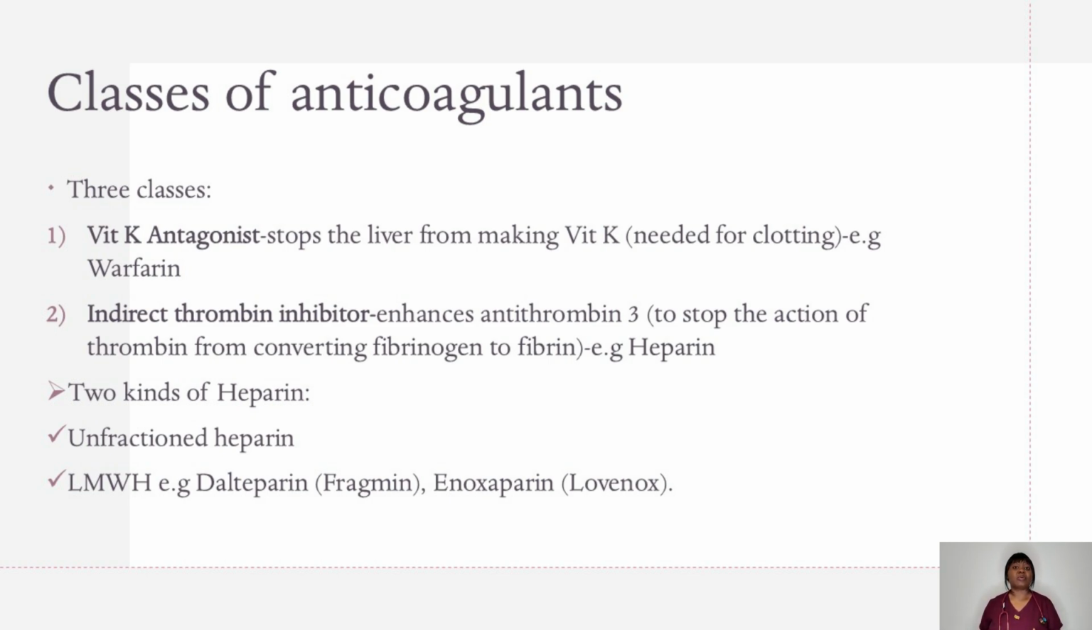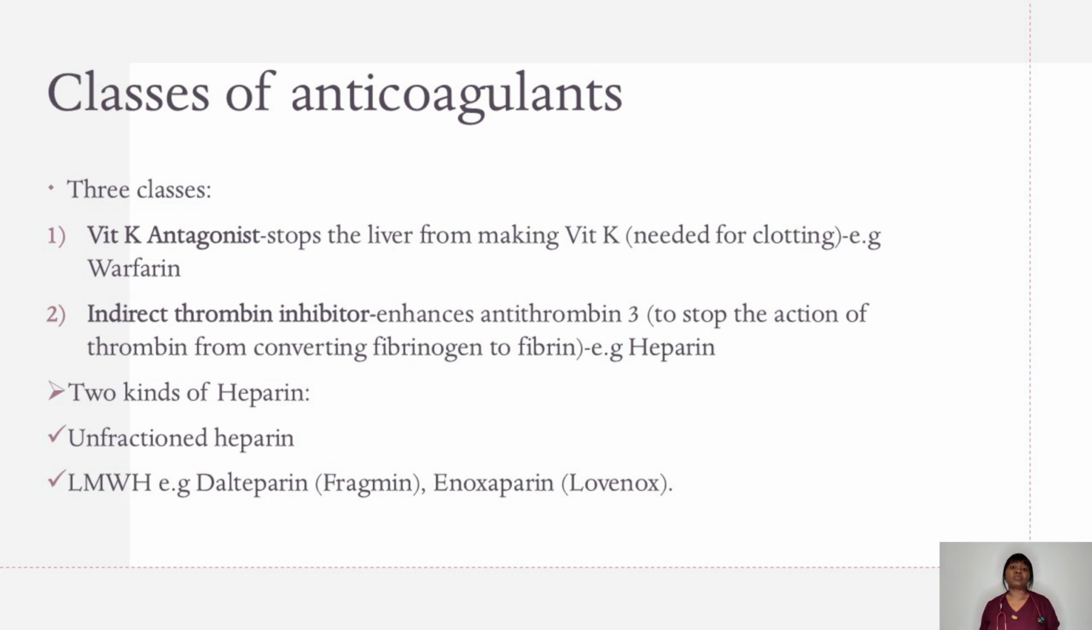An example, like I mentioned, is heparin, and we have two kinds of heparin. It can either be unfractionated heparin or low molecular weight heparin. The advantage of low molecular weight heparin is that you don't need to be doing all that monitoring of the APTT values. Examples of low molecular weight heparin include dalteparin, which is what we call Fragmin, and enoxaparin, which is Lovenox.